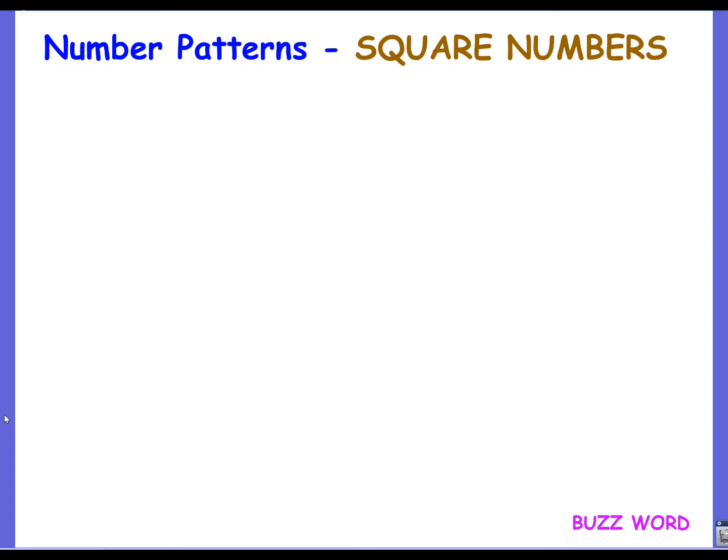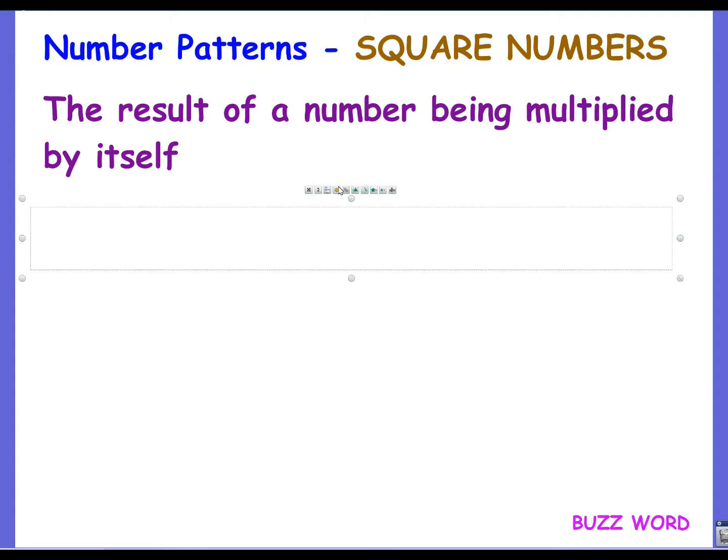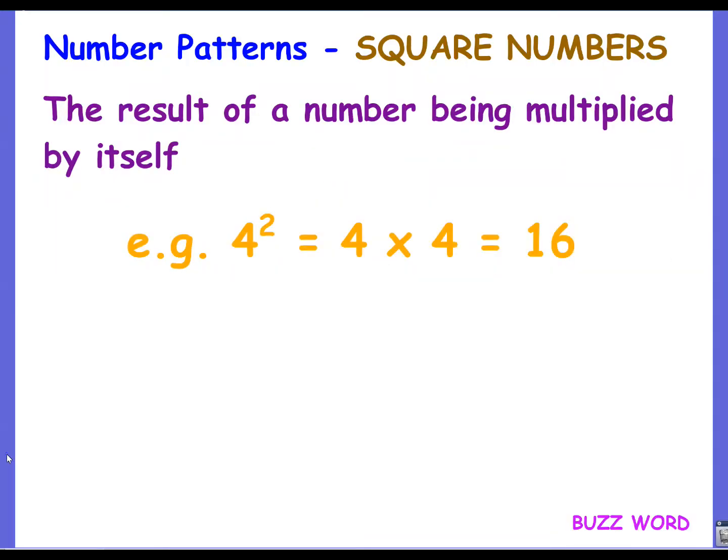Our next definition is a square number. And a square number is the result of a number being multiplied by itself. If we square 4, and in maths it's written with this little number here called an index, 4 squared means 4 times 4. So it's the number being multiplied by itself. So 4 times 4 is 16.